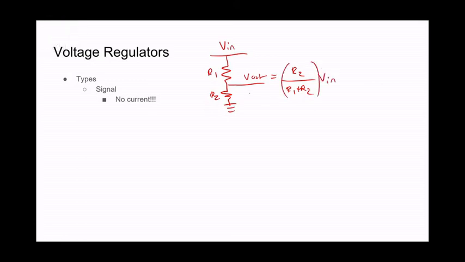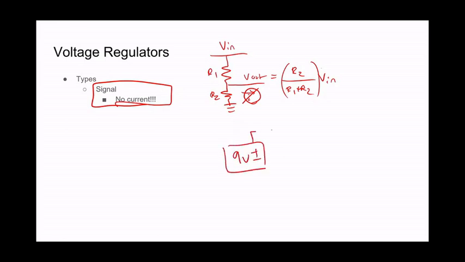This assumes there is no current flowing out of V out. So this is only good for signal level work, right? If you want to measure the voltage on a 12 volt battery or 9 volt battery, let's say we got a 9 volt battery right here, and we want to measure that with a little microcontroller that can only measure up to 5 volts. We would want to do a voltage divider to ensure that the signal coming out here is a maximum of 5 volts or less. As the voltage drops, this voltage will drop, but it will always be a ratio of those two.